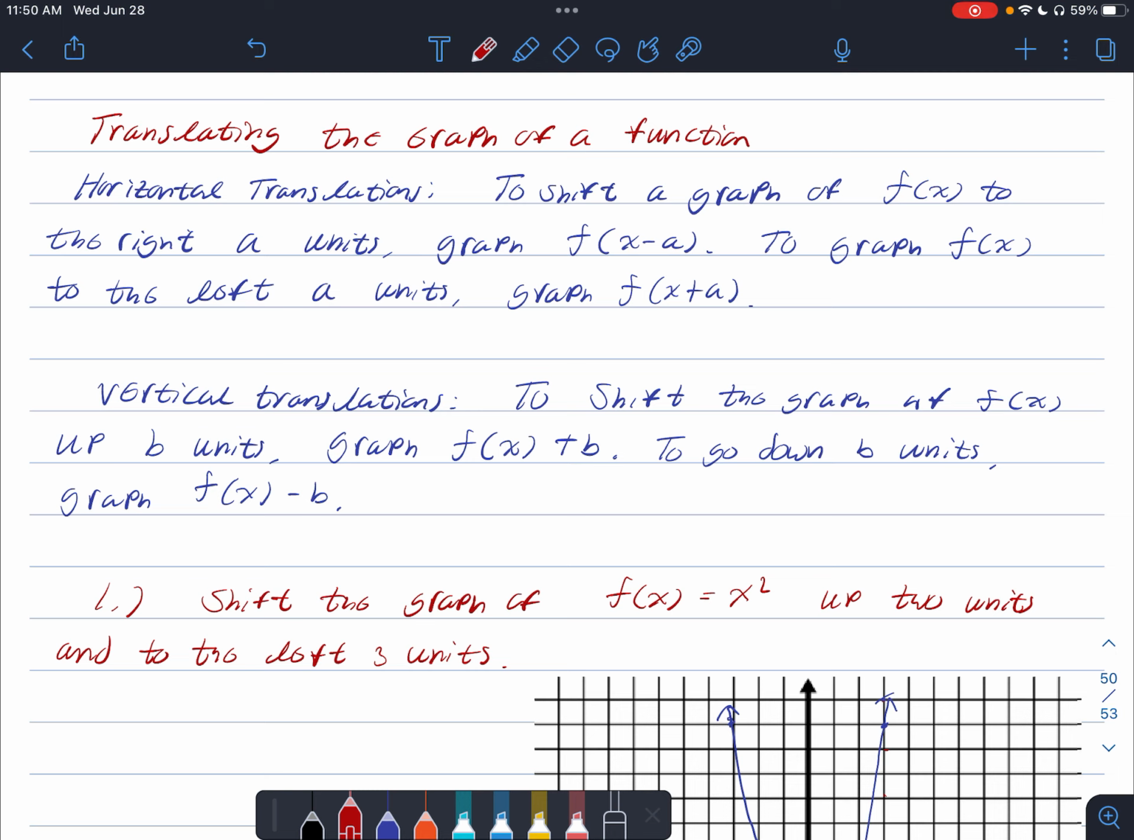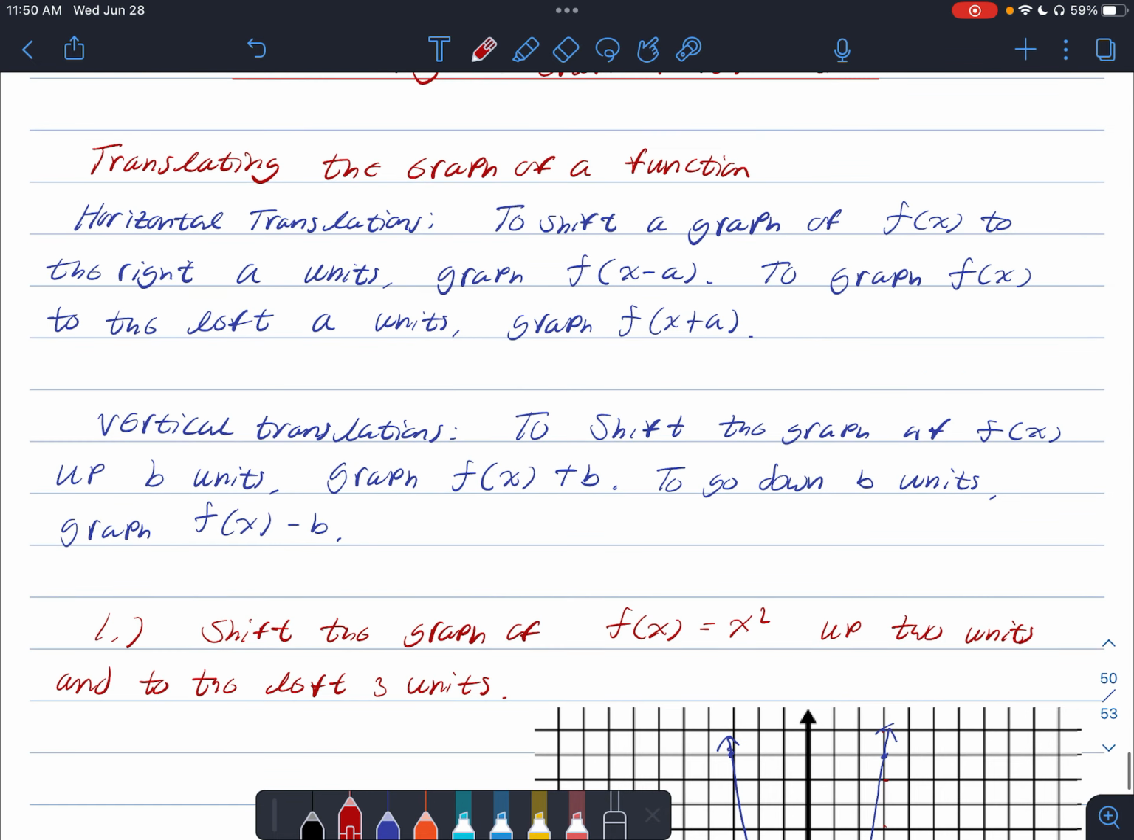Okay. So really, you're keeping the shape of the graph. You're just moving it in some direction or some combination of directions. You're not flipping it. You're not stretching or shrinking it. You're just moving it around. You're pushing it around on the graph. But there are a few rules we have to follow when doing this.